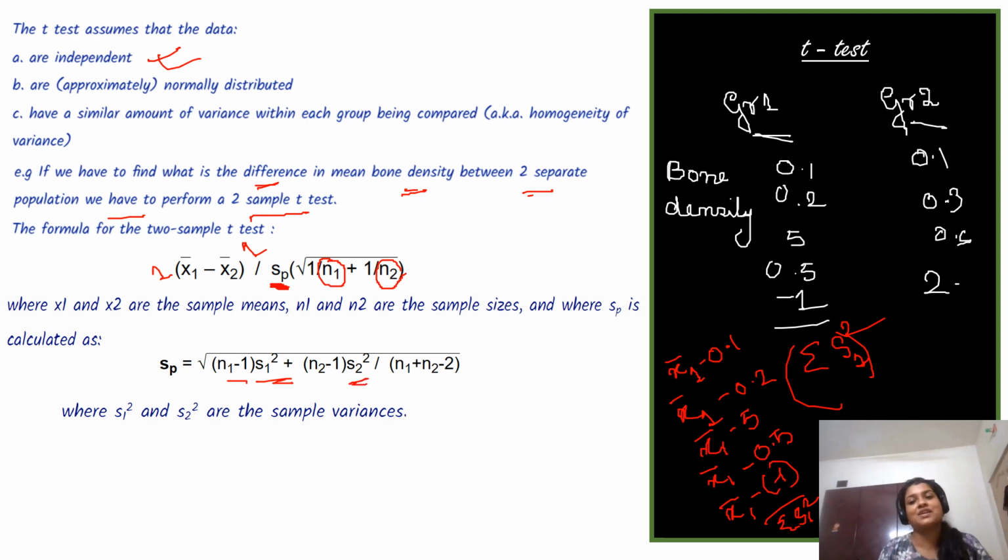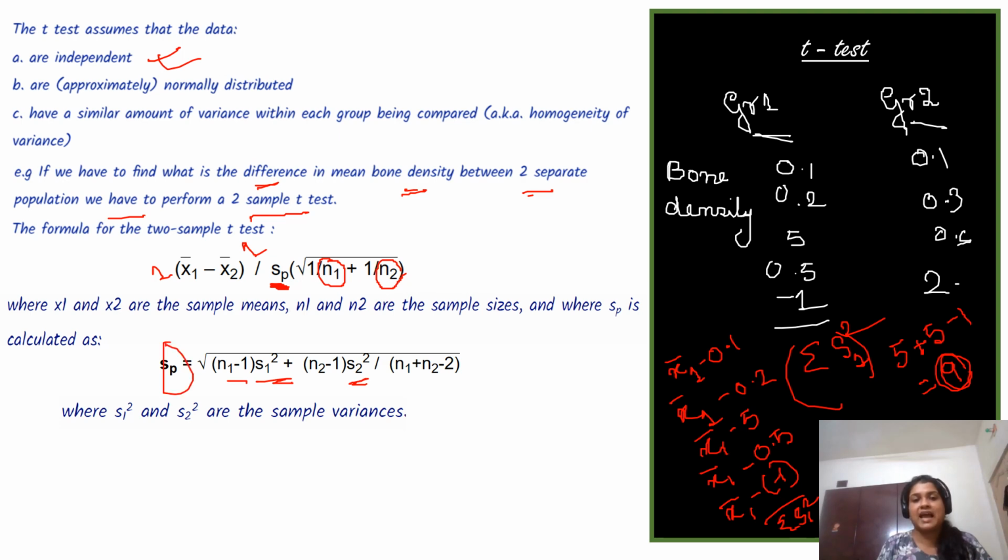Divided by what? Divided by degrees of freedom, that I told you. What would be the degree of freedom? Here, what is the sample size? 5 plus 5. So it will be 5 plus 5 minus 1, 9. Okay, so we are getting SP in such a manner.